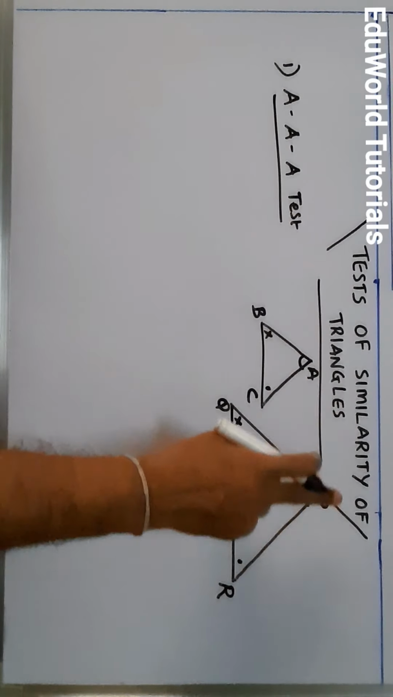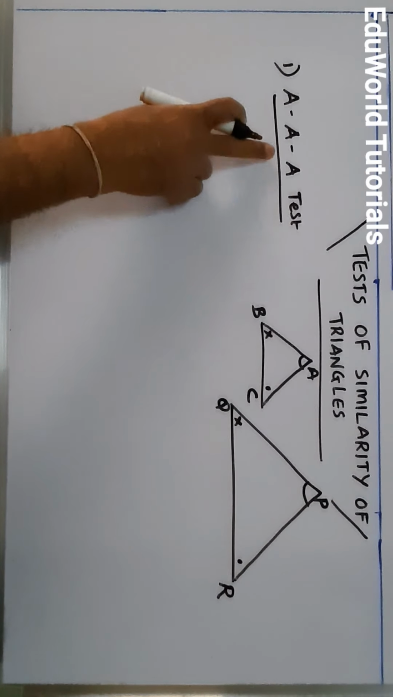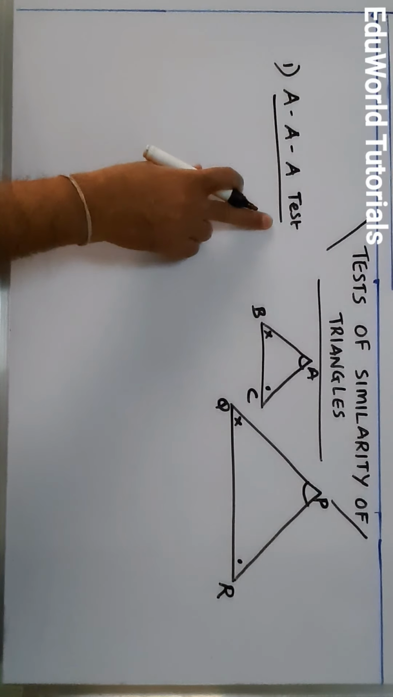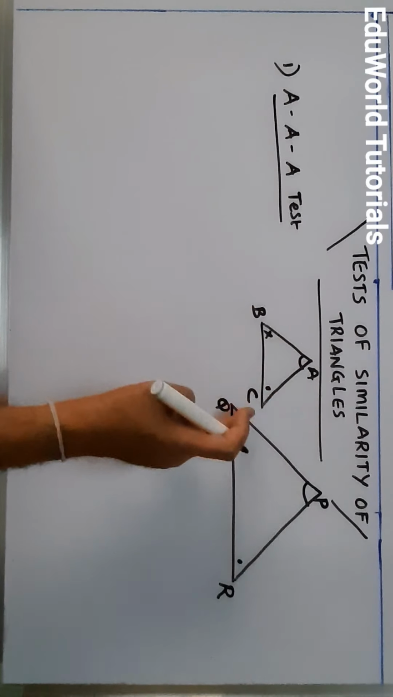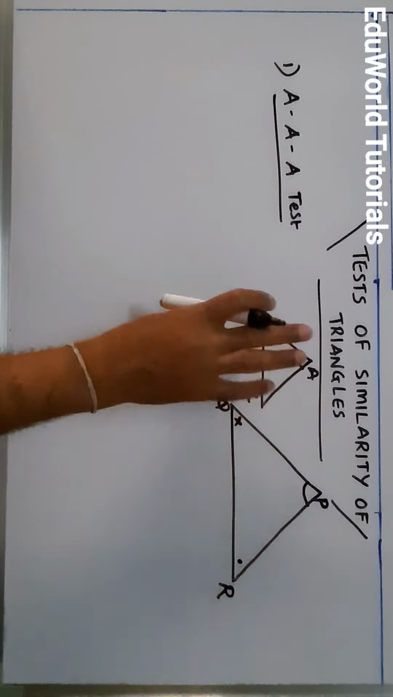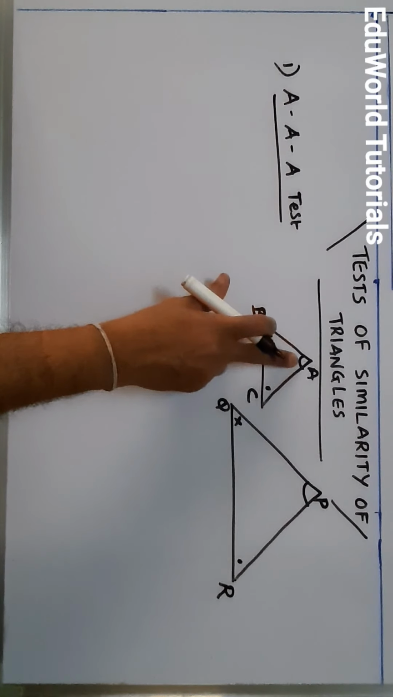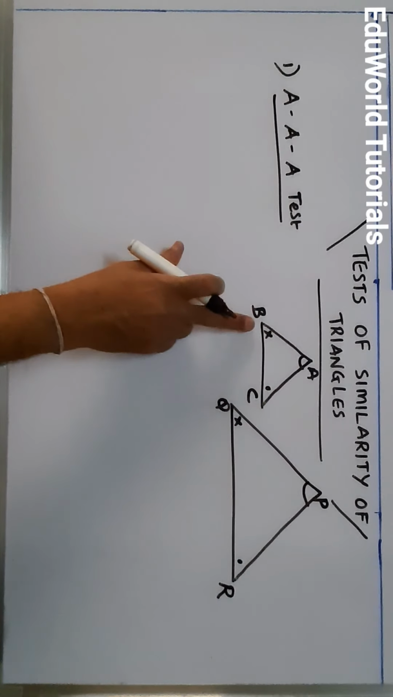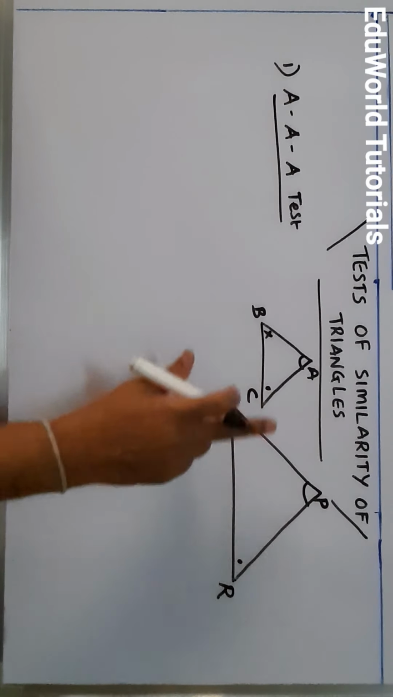So students, before we start practice set 1.3, we have to study the tests of similarity of triangles. The first test I have written is the AAA test, full form angle, angle, angle test. You see triangle ABC and triangle PQR looking similar. Angle A and angle P are marked congruent, angle B and angle Q are marked congruent, and angle C and angle R are marked congruent.